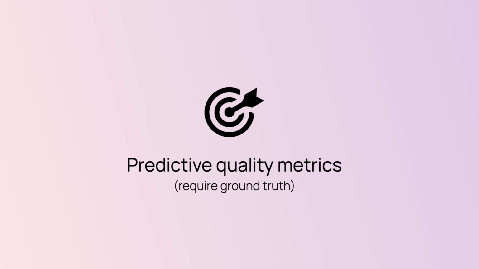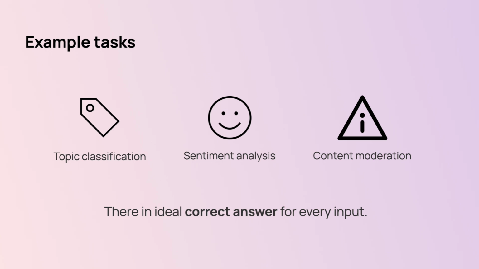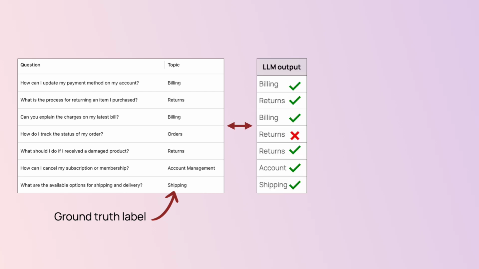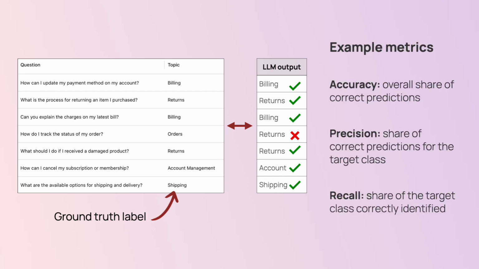First, let's talk about traditional predictive machine learning metrics. They do require ground truth. Often your LLM app solves predictive tasks, typically a classification task. For example, you might classify user questions into topics, assign text to support tickets, maybe flag content as spam, and so on. In these cases, you have literal ground truth for every test example. For example, a specific user query should be tagged as billing. You can then compare your model outputs against this ground truth using standard metrics like accuracy, precision, and recall.